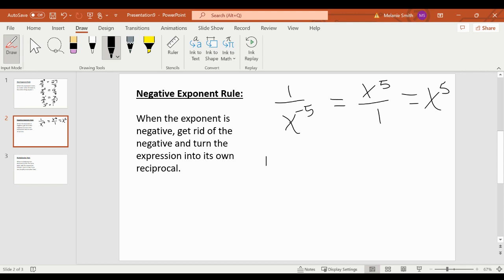What if I had 7 over x to the negative 3rd power? All right, so I am going to split this up into 7 over 1 times 1 over x to the negative 3rd, so that my 7 remains. My x to the negative 3rd is going to become its reciprocal, and then x to the positive 3rd.